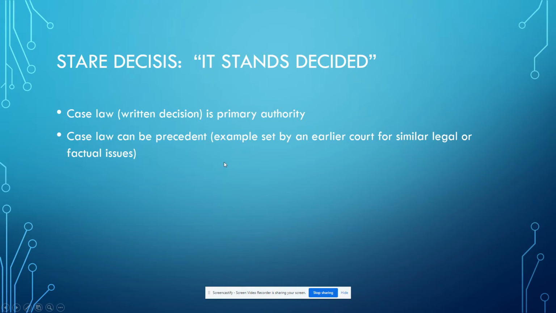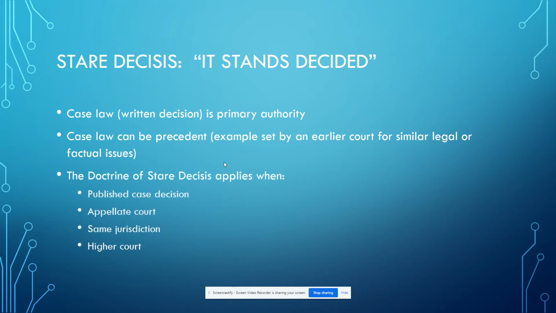Now, case law is precedent only, not for every future opinion. So for stare decisis or precedent to apply, the opinion has to be a published case opinion. So when an appellate court opinion is written, the Supreme Court, the head of that court, decides which ones will be published and unpublished. So published ones have the option of being precedent.